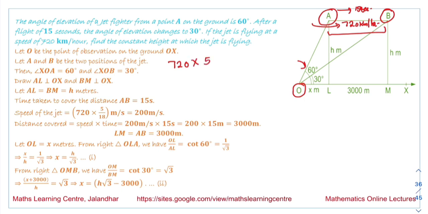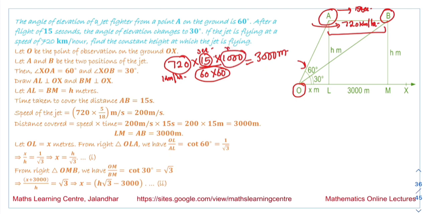How much time has it traveled? It is 15 seconds. So 15 seconds means we are talking about 15 upon 60 into 60, and into 1000. So what we get is that the total distance traveled comes out to be 3000 meters. This is the speed in kilometers per hour. This is the time in seconds. So to convert this, we have divided it by 60 into 60, and we have converted the distance to meters by multiplying it with 1000. So the total distance traveled is 3000 meters.